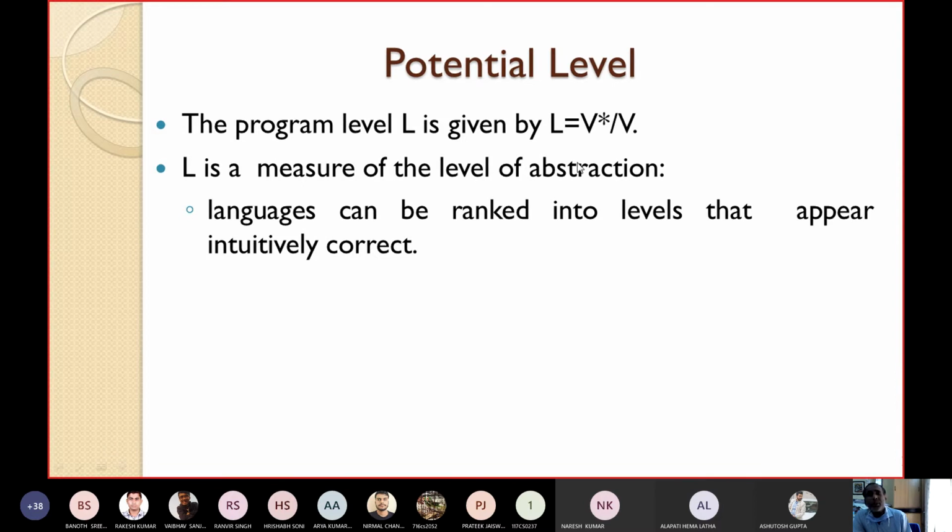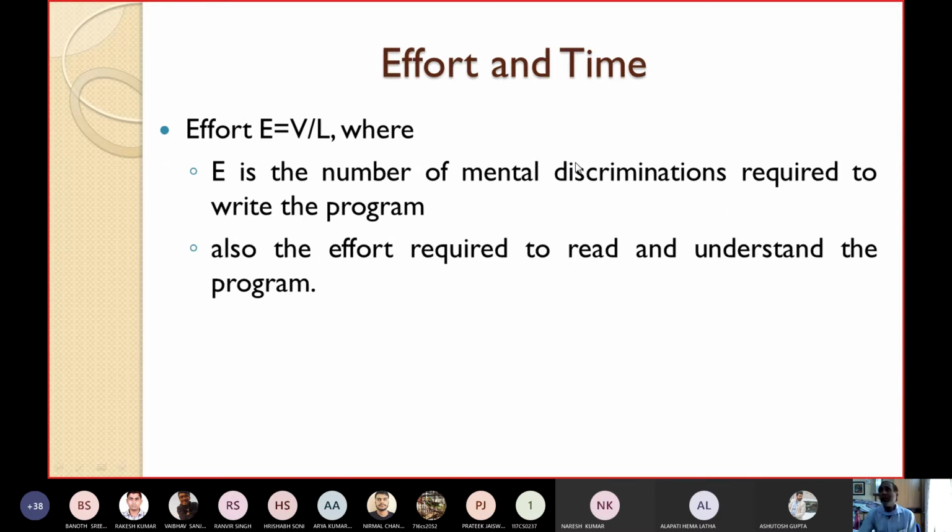So this is the application of potential level. Then we'll go to the important thing, that is the important time. The effort, according to Halstead, is computed as E is equal to V by L, where E is the number of mental discriminations required to write a program. What is the number of mental discriminations required to write a program? When a programmer is writing a program, how many mental discriminations are required to write it? This is represented as E.